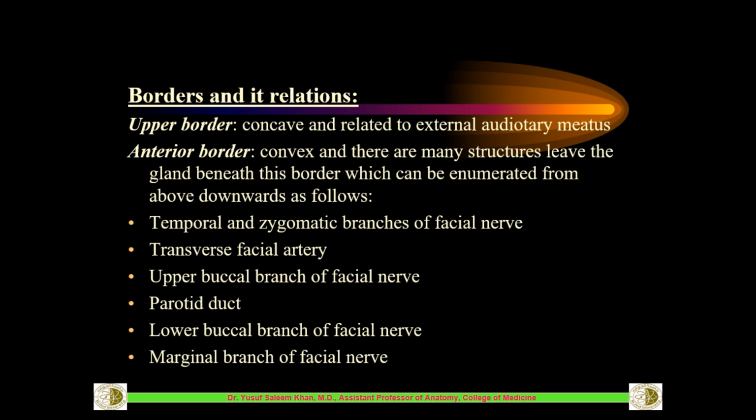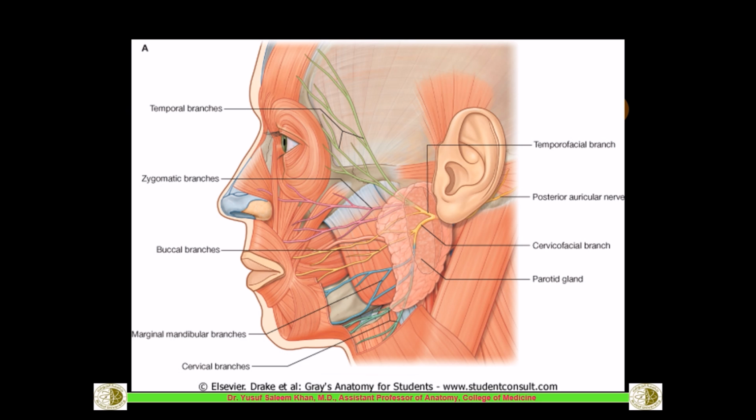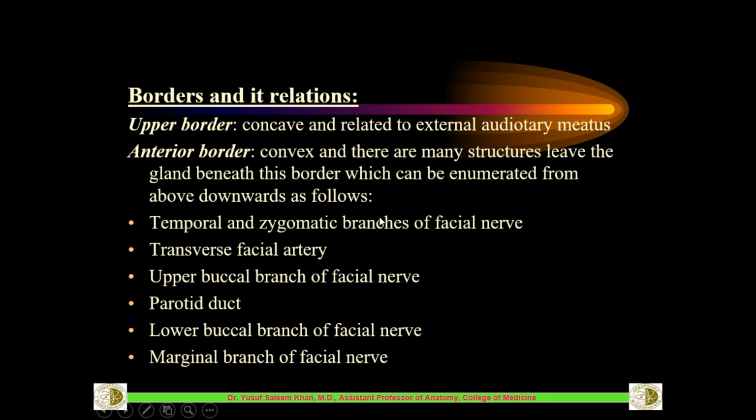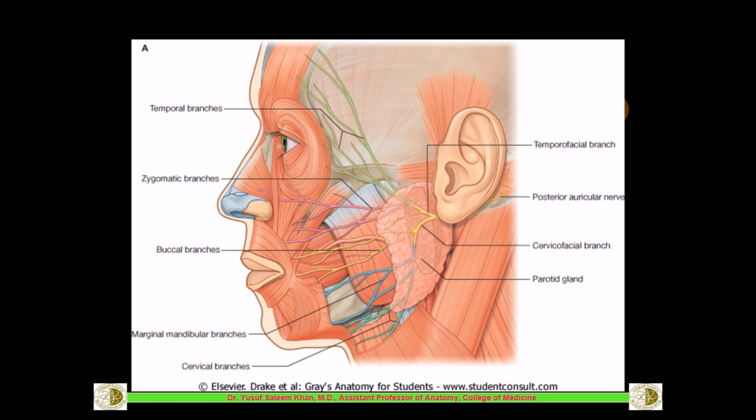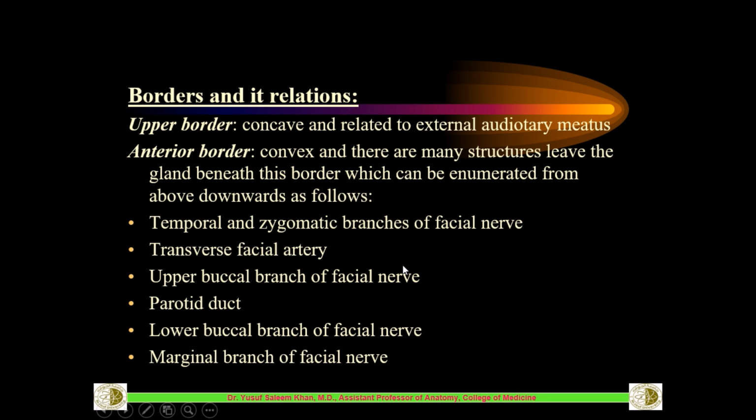The anterior border is convex and there are many structures leaving the gland beneath its border, which can be enumerated from above downwards as follows. If you see here, this is the anterior border, which is convex. There are many structures which will be extending beyond this anterior border. So what are the structures from above downwards?